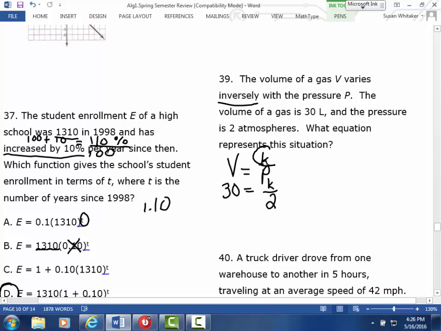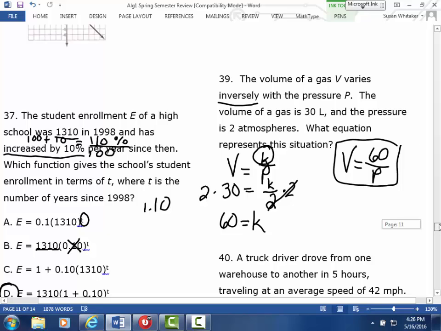Well, I need to know what K is in order to write the equation. So I have to solve this. I'm dividing by 2, so if I multiplied, that would cancel. So I do 2 times 30, so that gives me that my K value is 60. So my equation would be V equals 60 over P.